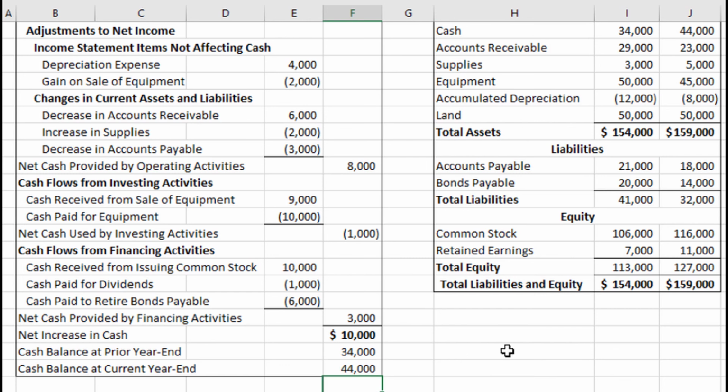And we can see that we have done this correctly, right? Because the difference between the current year end and the prior year end, if we subtract those two numbers, we do get the $10,000 increase in cash. So that's a good way for you to check yourself when you're done with the statement of cash flows. Alright, we are finished with the statement of cash flows.